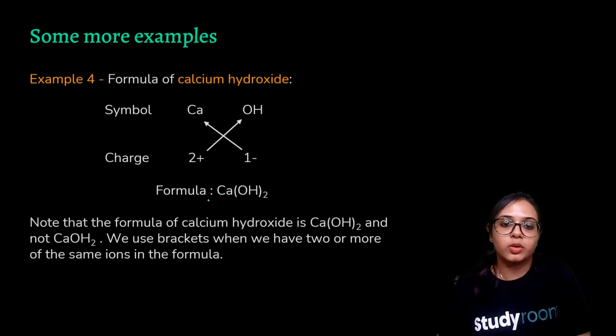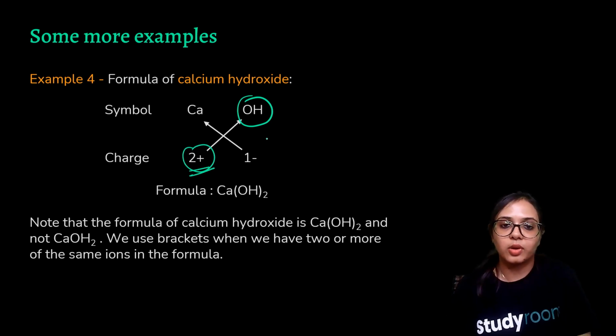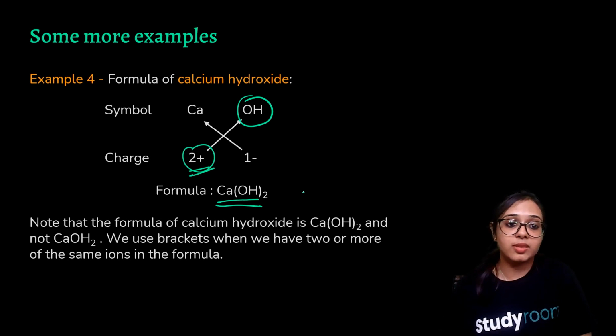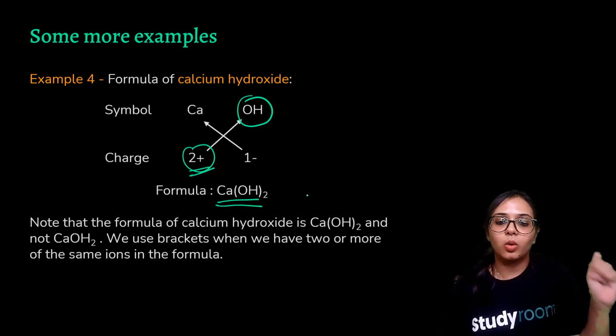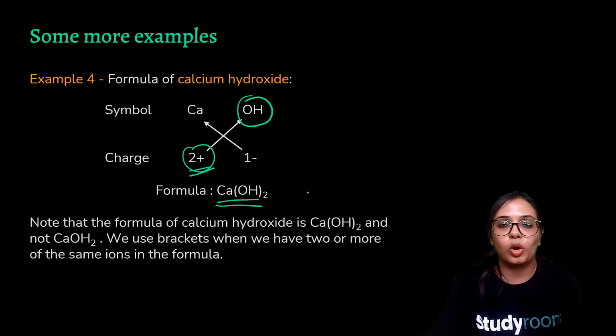For calcium hydroxide on the other side, since hydroxide is a polyatomic ion with a -1 charge, when this crisscross takes place, two atoms of hydroxide come together to form a molecule with one atom of calcium. So the formula of calcium hydroxide is Ca(OH)2, where the hydroxide, the polyatomic ion, is bracketed. It's not written CaOH2 without brackets, but Ca(OH)2 with the brackets, and we use brackets when we have two or more of the same ions in the formula, especially for a polyatomic ion.